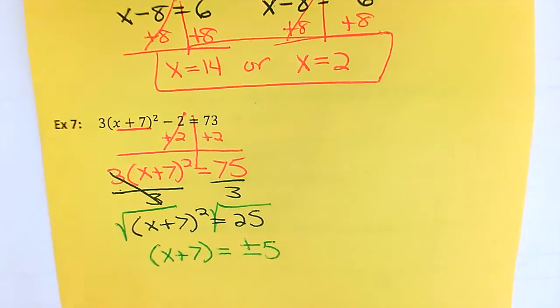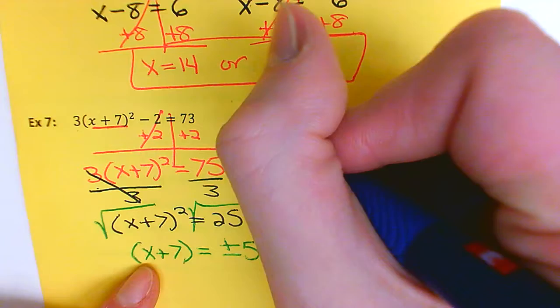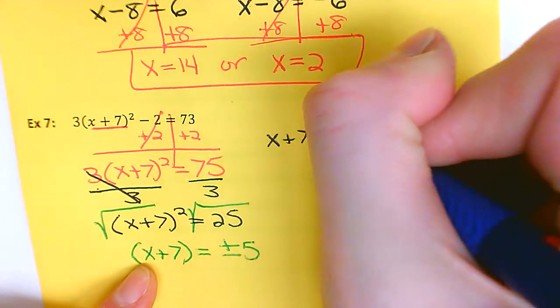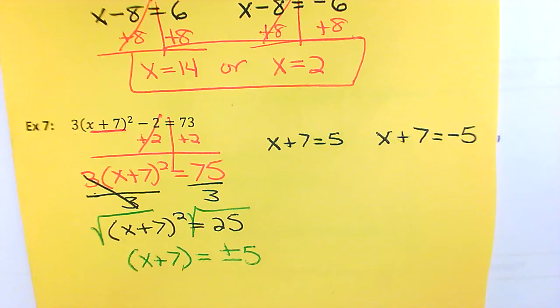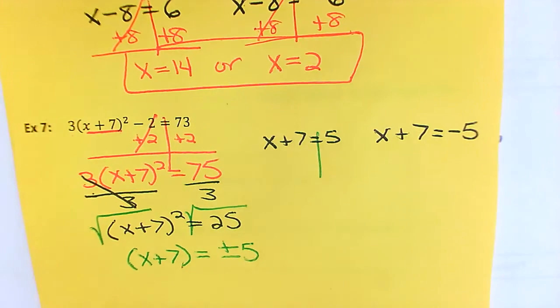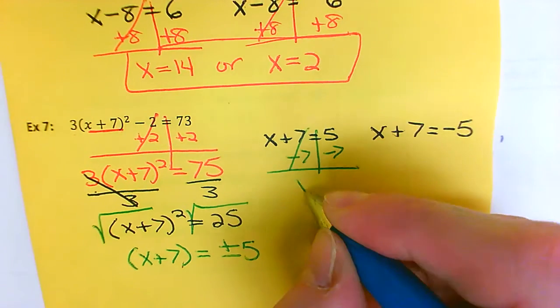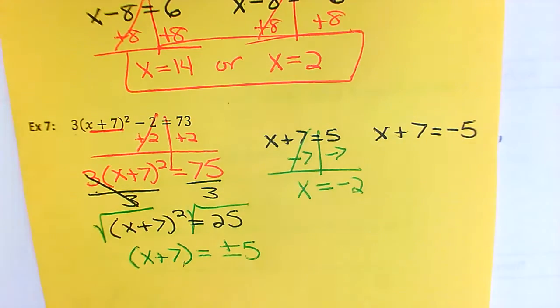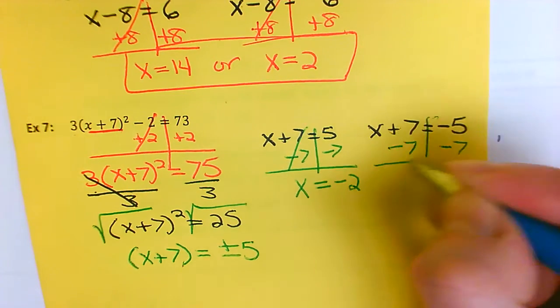Now I'm running out of a little bit of space here, so I'm going to work over on the side. I'm going to separate this problem as x plus 7 equals positive 5, or x plus 7 equals a negative 5. Right. So in order to get rid of the plus 7, we are going to subtract 7 from each side of that equal sign, and that gives me x is equal to a negative 2. On the other side, I'm also subtracting 7.